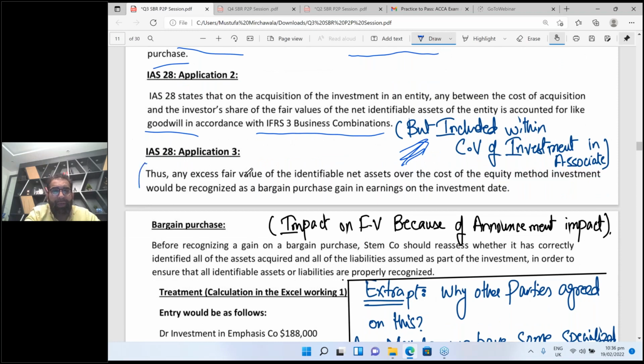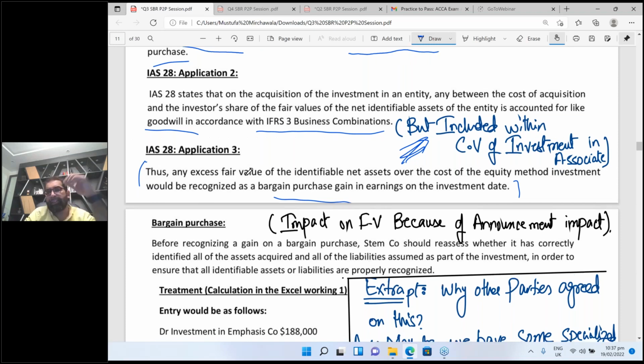Now, come to the point. Come to this question. This question was not about positive goodwill. This question was about gain on bargain. So, thus, any excess fair value of net identifiable assets over the cost of the equity investment would be recognized as a gain on bargain purchase in earnings on the investment date. Now, let's give the reason for this bargain purchase.